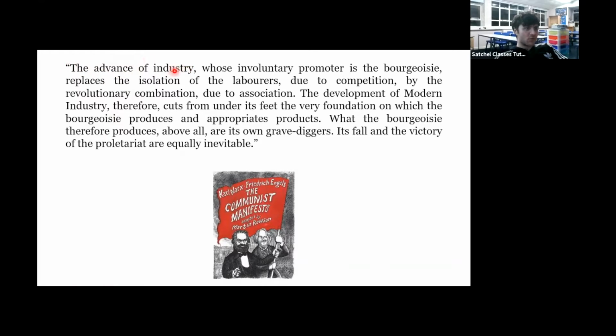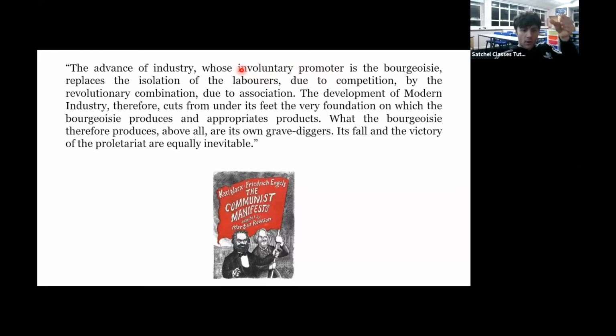The advance of industry, whose involuntary promoter is the bourgeoisie. So what does the bourgeoisie mean? That's the bosses at the top. That's saying that they are accidentally creating industrialization. The capitalists, the bosses, are making the rate of factories, the number of factories grow, and it's not voluntary. They're doing it because they're competing with each other.